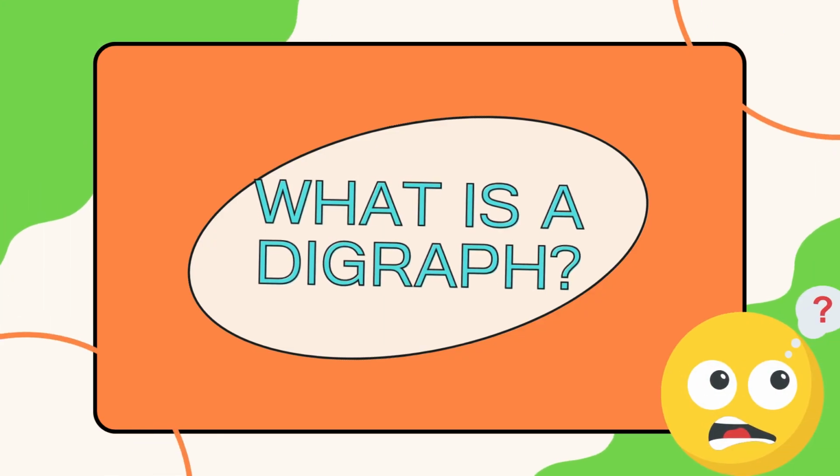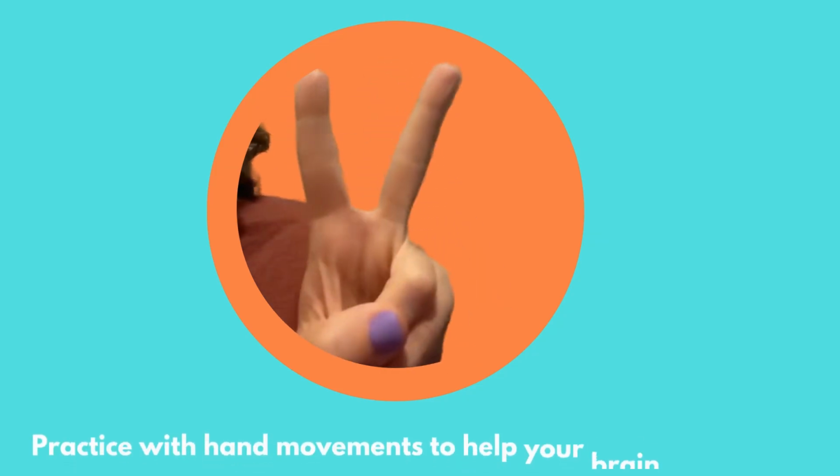Nice job. In this lesson, we are going to talk about two different digraphs. Do you remember what a digraph is? It is two letters that make one sound. So first, we have C and H. CH comes together to say ch.